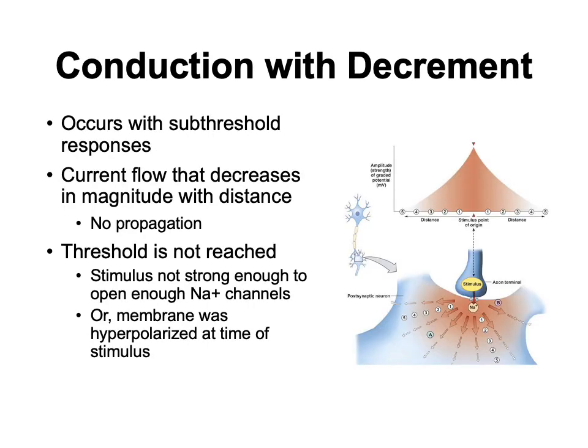Conduction with decrement is a term to describe what occurs with subthreshold responses. The current flow that decreases in magnitude with distance is conduction with decrement. You'll have no propagation. Threshold is not reached. This could be because the stimulus was not strong enough to open enough sodium channels, or the membrane was already hyperpolarized at the time of the stimulus.